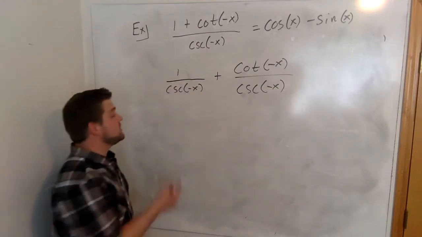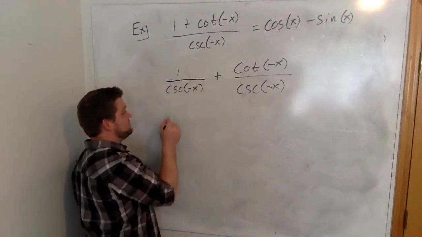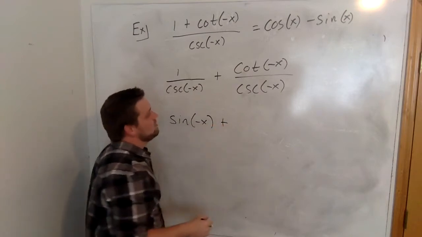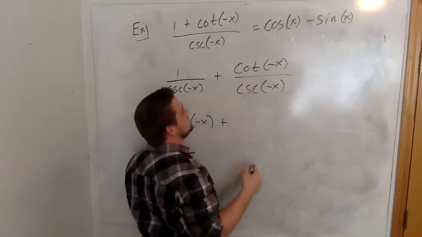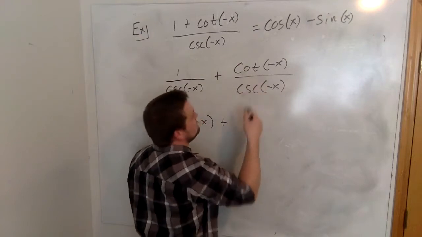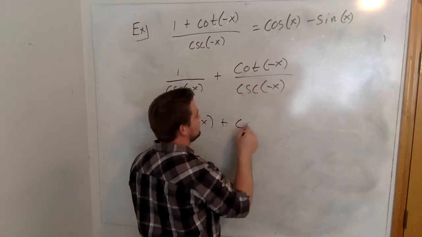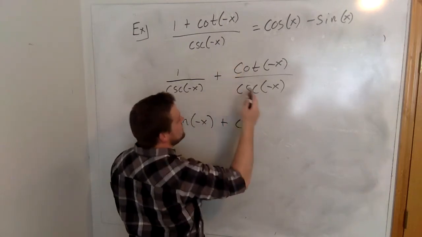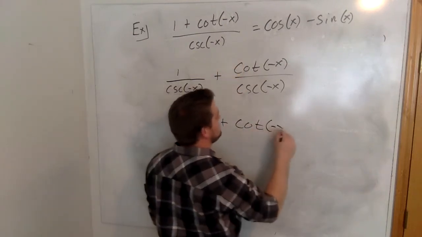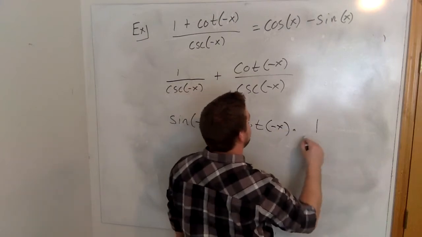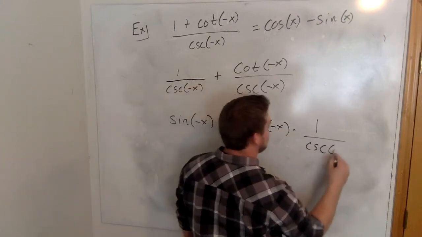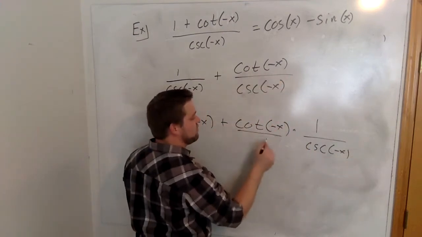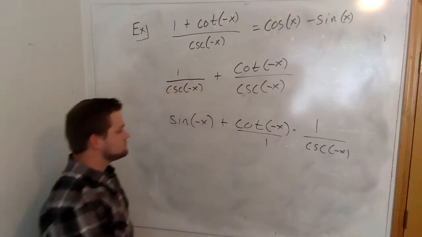From here, we could have realized that 1 over cosecant is the same thing as sine of negative x. Plus, okay, what are we going to do with this? Here, we could clean this up. This is cosine over sine divided by 1 over sine. How about I think about this as cotangent of negative x times 1 over cosecant of negative x. Here I've just split up the fraction multiplication. If you'd like, you could think of this as all over 1.